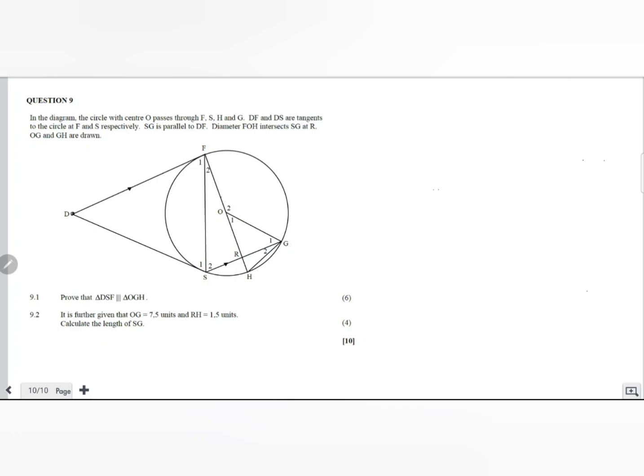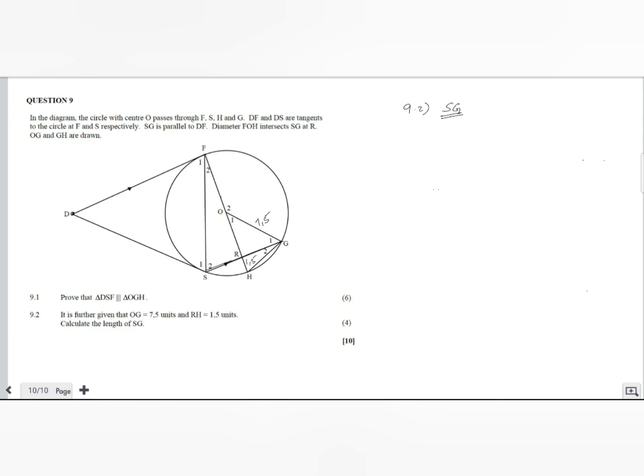9.2, it is further given that OG, where is OG? This line, OG is 7,5 units. Then RH is this one, 1,5 units. Calculate the length of SG. So you have to calculate 9.2, length of SG. We have to find the length of SG, that is from S to G, this length. Okay, how do we do that question?